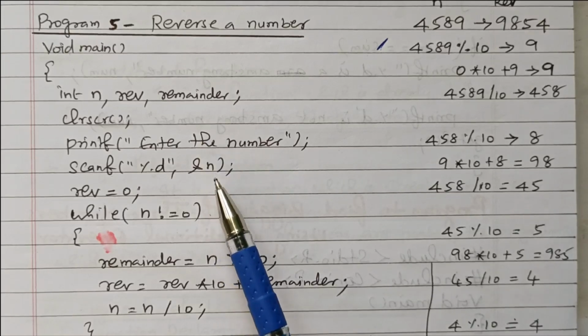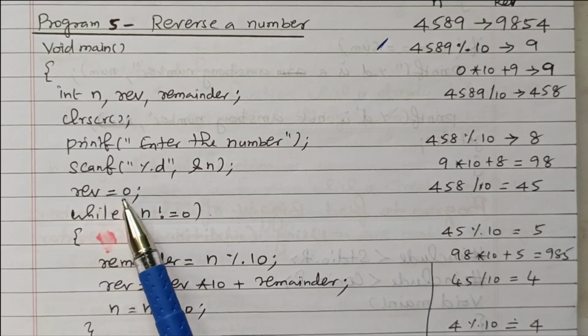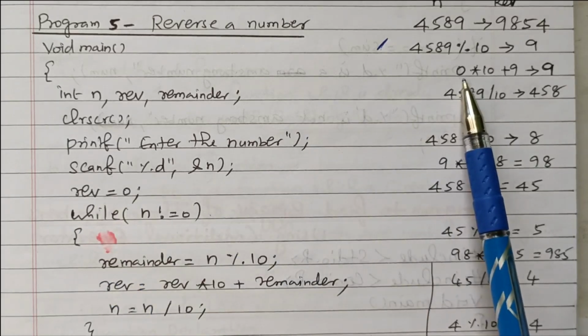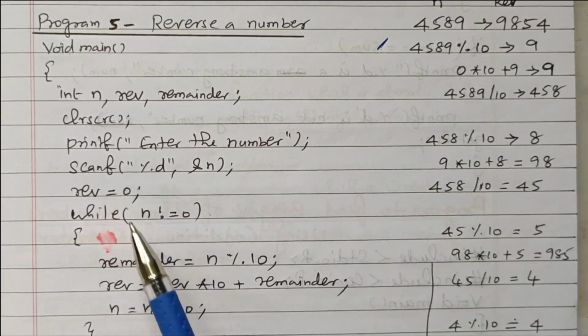The number entered by the user is available in n. Initially the reverse is kept as 0. See, this is already initially 0. So reverse is the answer. Answer initially we kept as 0.